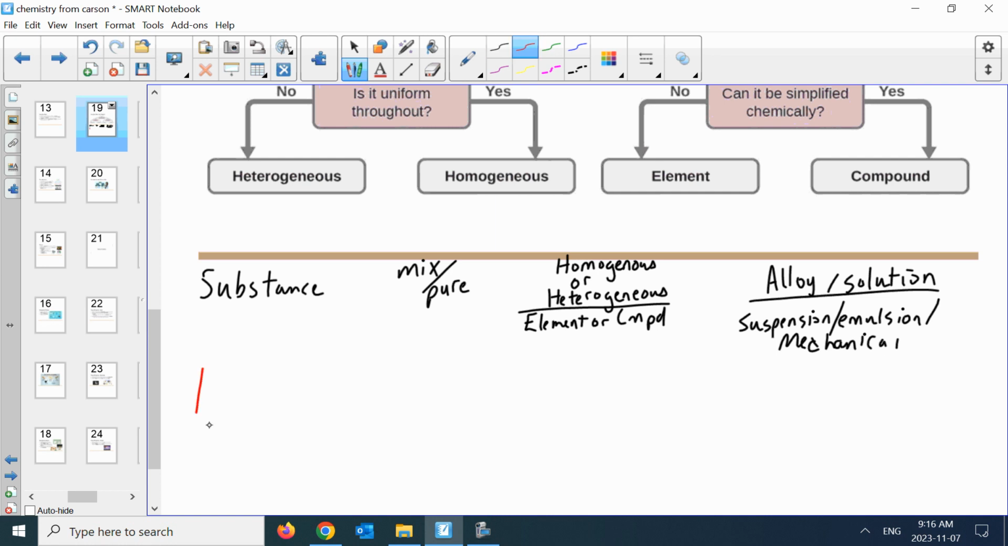Let's try the first one, ketchup. What you know of ketchup, is that a mixture or is it a pure? Mixture, okay. You're going to fill in mixture. Now, does it look homogeneous or can you actually see it separated? You can see it separated. Yeah, you ever notice watery stuff on the top of ketchup sometimes when it sits? You can see little, yeah.